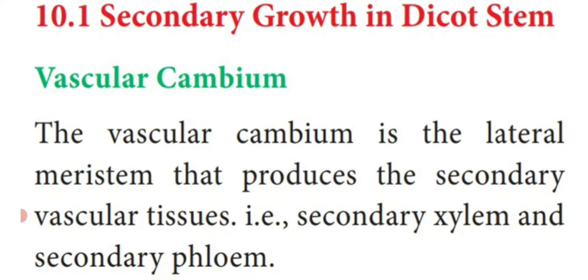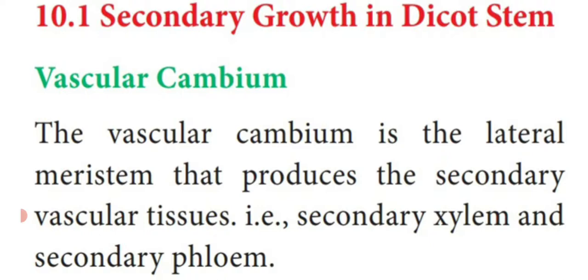First, we are going to see the vascular cambium. Vascular cambium is the example of lateral meristem that produces the secondary phloem and secondary xylem. So, secondary phloem and secondary xylem are totally known as secondary vascular tissues.